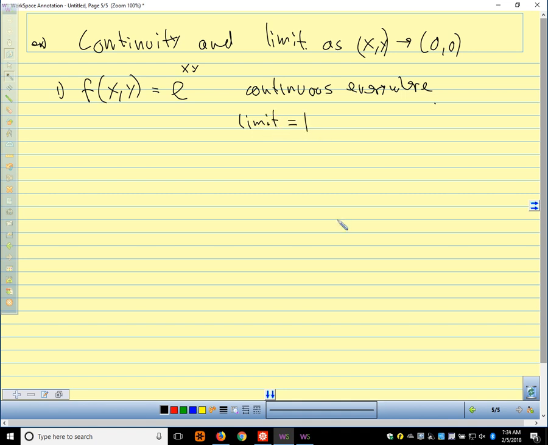Any ideas what that function is going to look like? It's not a super complicated function, but sometimes with these multivariable functions it's kind of hard to visualize. Let's take a look.